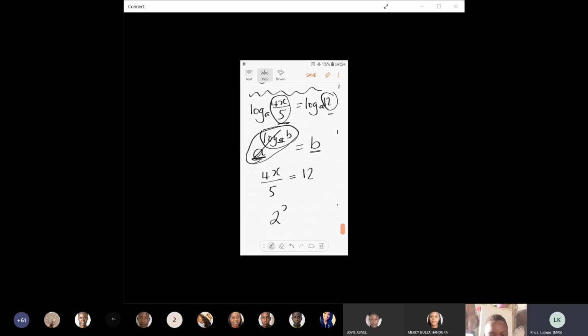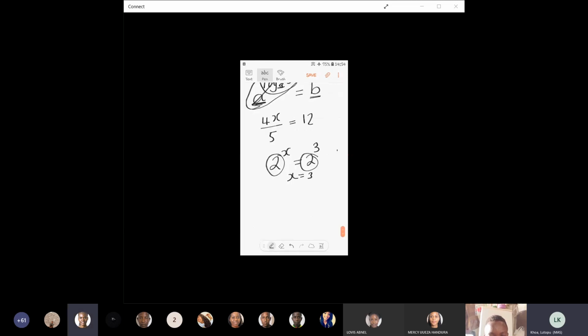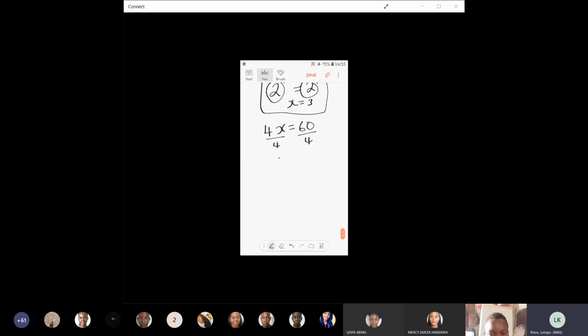Just like when we used to do something like this, 2 to the power of x is equal to 2 to the power of 3. Then we say that our bases are the same, then it means x is equal to 3. So something like that. Then from here, I solve for x. I will have 4x. So this is a side note. So I have 4x is equal to 12 times 5. This is 60. And then I divide by 4 on both sides. Then I get x is equal to 15.